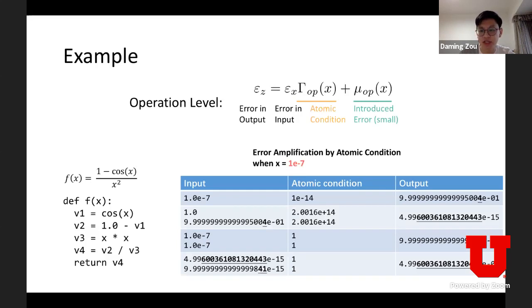And for a specific input 10 to the -7, we check this step by step. In the first operation, there is no error in the input. Atomic condition is very small, so there is only a very small introduced error in the output. And in the second one, the input contains a very small error, but the atomic condition here is very large. So the error is amplified significantly by this operation and becomes a very large error in the output. And in the third one, there's no error in the input, condition number is 1, so the output contains a very small introduced error. And in the last one, there is a significant error in the input, and the condition number here is 1, which means the error will just pass to the output of this operation, which is also the final result of this program.